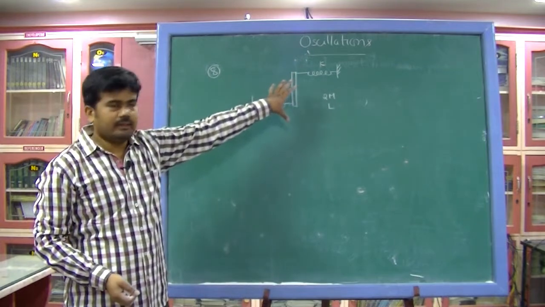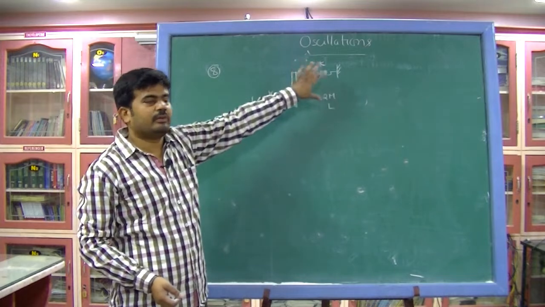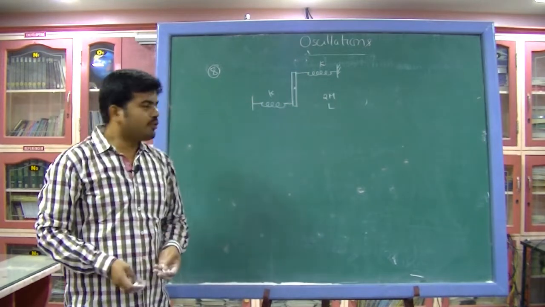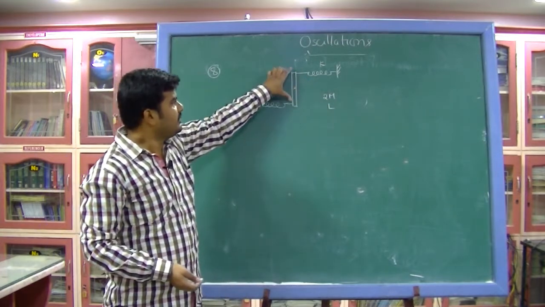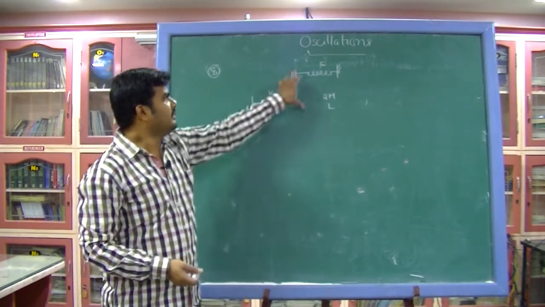Now, the rod is free to rotate about its midpoint in the plane of the board. Just imagine, in the plane of the board it is free to rotate. Now, the question is, what is the time period of oscillations of the rod? What is the time period of oscillations of this particular rod?